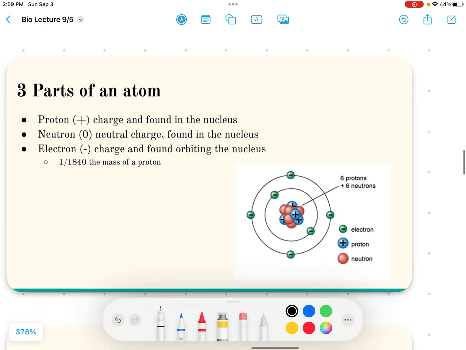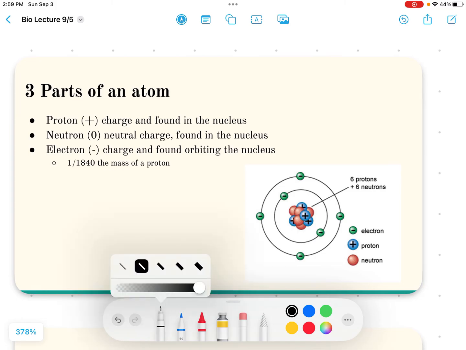This we'll need to know: the 3 parts of an atom. The 3 parts of an atom are protons. We can represent that by a plus sign because they have a positive charge. Those are always found in the nucleus. So these little guys in blue here, those would be your protons.